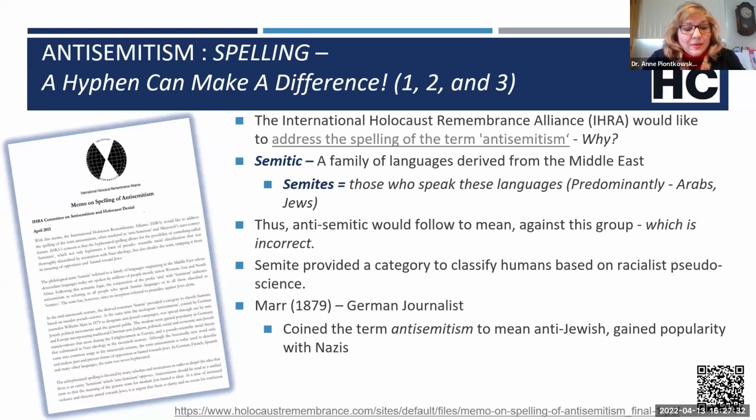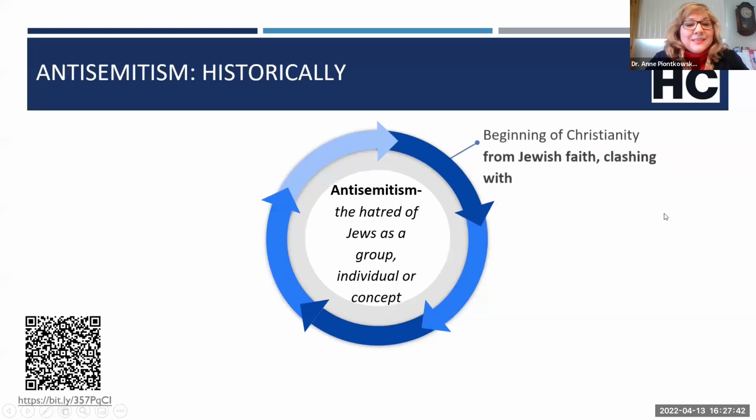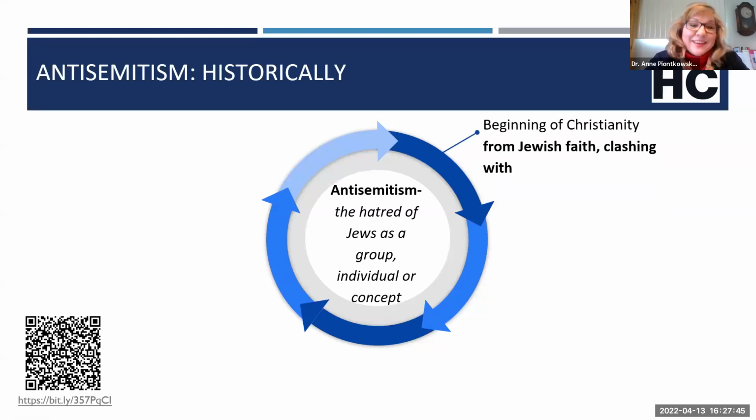So if we go on to the next slide, we're talking about antisemitism historically, and we're looking at antisemitism being the hatred of Jews as a group, an individual, or a concept. This is not something that Hitler invented. This is something that Hitler capitalized on, because these sentiments have been around for thousands of years, from the beginning of Christianity, from the Jewish faith and Christian and the clashing with other faiths, even within the Jewish faith, from being more Orthodox and traditional to various levels of traditional faith with Christianity. There was a clashing there.